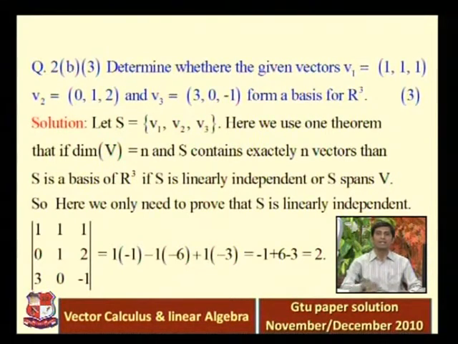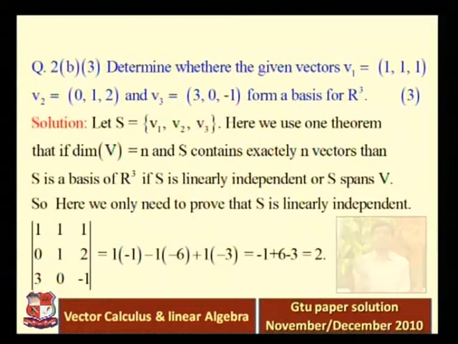What is it? If the dimension of V is equal to n and S contains exactly n vectors, then S is a basis of R3 if S is linearly independent or S spans V. That means, using the definition to prove a basis, we have to prove both conditions, that S is linearly independent and S spans V. But if the dimension of V is equal to n and the given set contains exactly n vectors, then you only need to check one of the conditions, either S is linearly independent or S spans V.